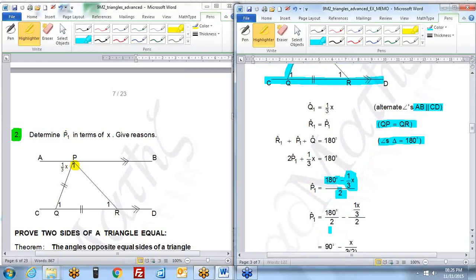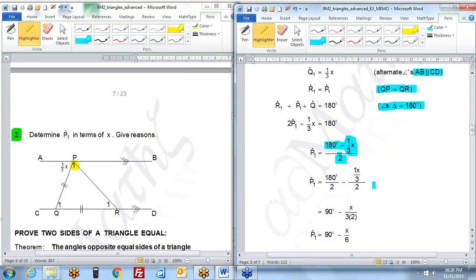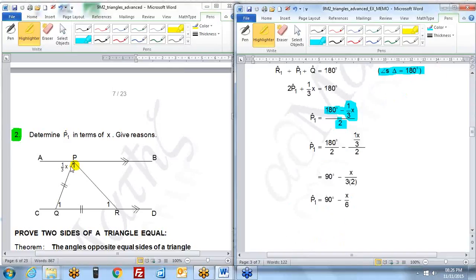And now you're just going to write this fraction in 2 separate bits. 180 divided by 2 minus 1/3 x divided by 2. Then you just simplify it. 180 divided by 2 gives you 90. Minus, you simplify this fraction, you get x over 6. So angle P1 equals 90 degrees minus x over 6. So that's your final answer.